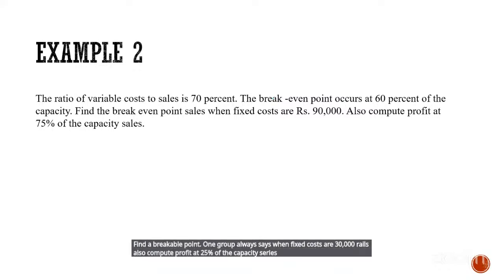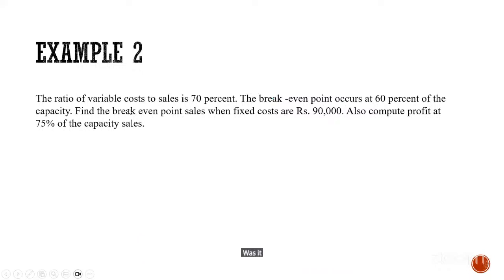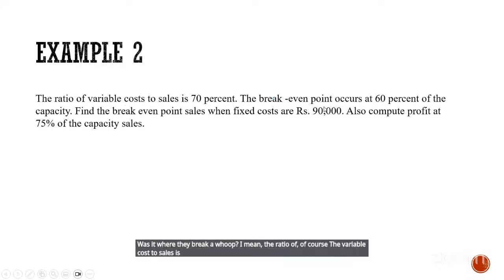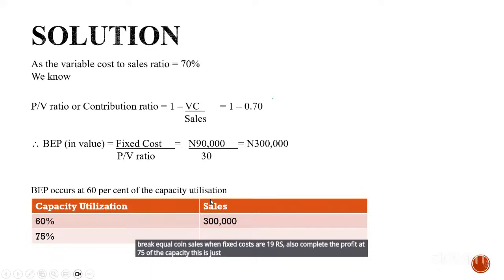So this is one of the questions from India, and if you look at the currency, it is Indian currency. So the ratio of the variable cost to sales is 70%. The break-even point occurs at 60% of the capacity. Find the break-even point sales when fixed costs are 90 rupees. Also compute the profit at 75% of the capacity. This is just the question. So this is how we go about it.